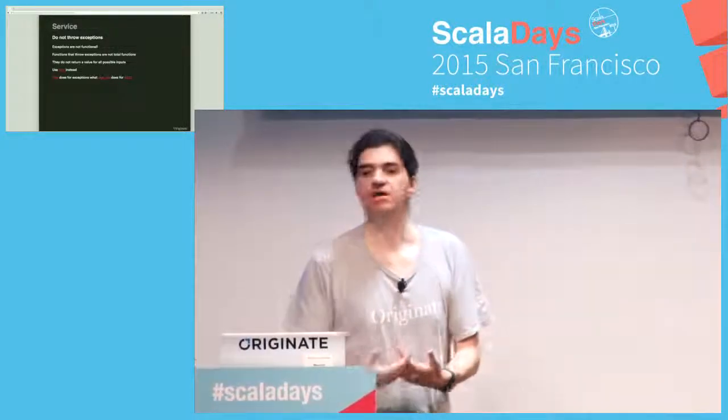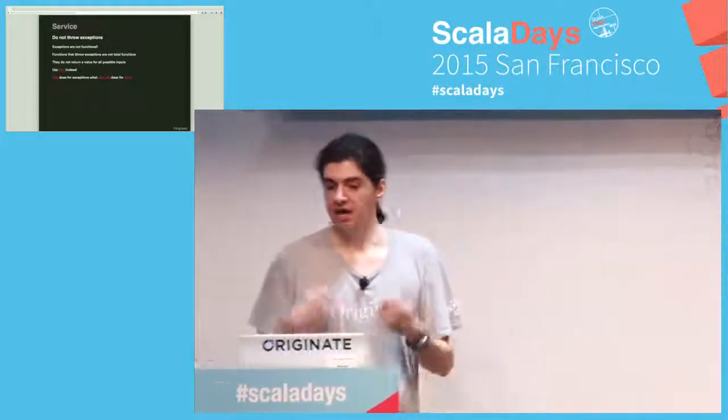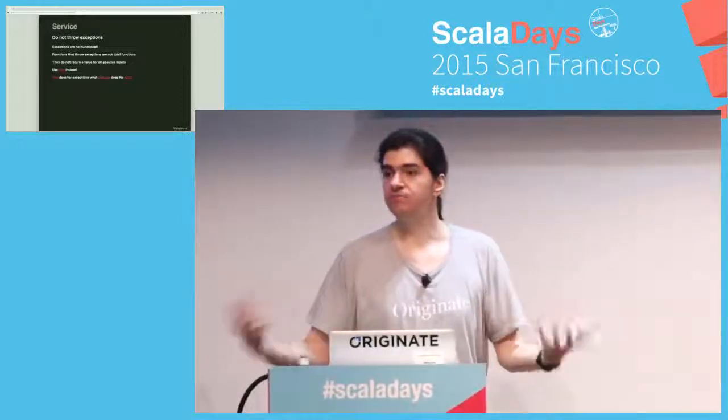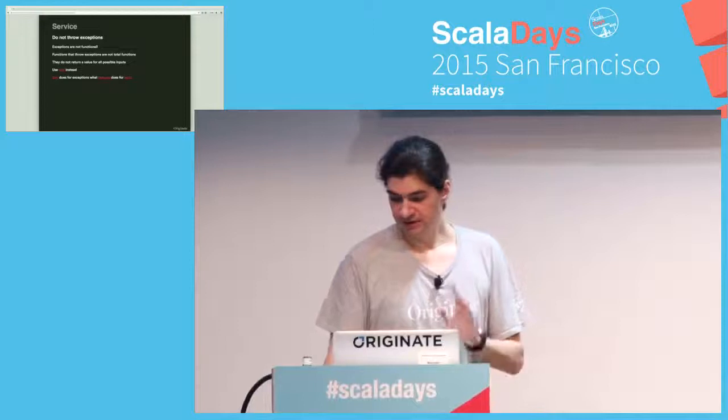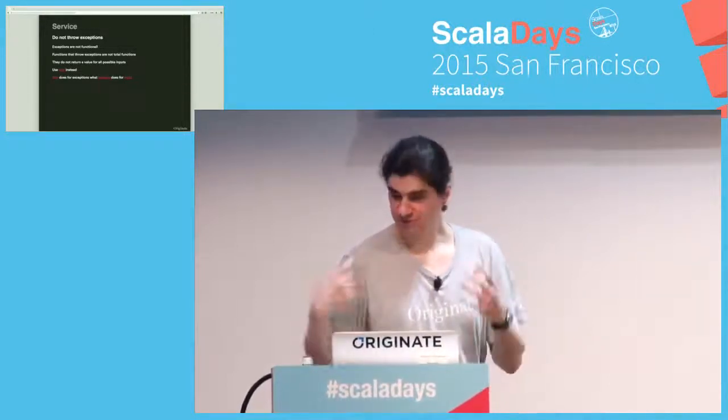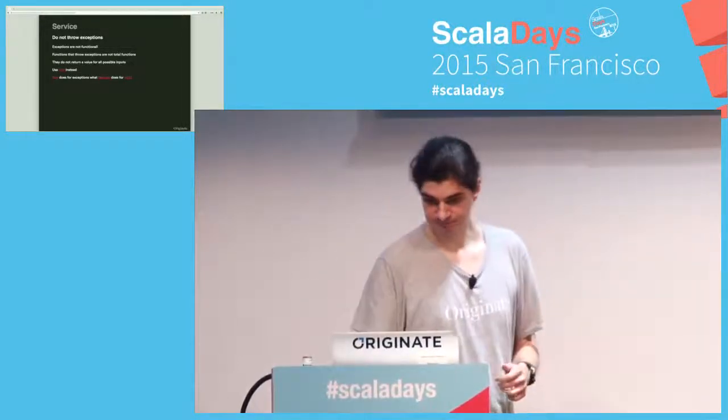Try is a value, you can return a try, and you can compose them using for comprehensions. It's the same logic behind an option. It's to make your code safer. Okay.